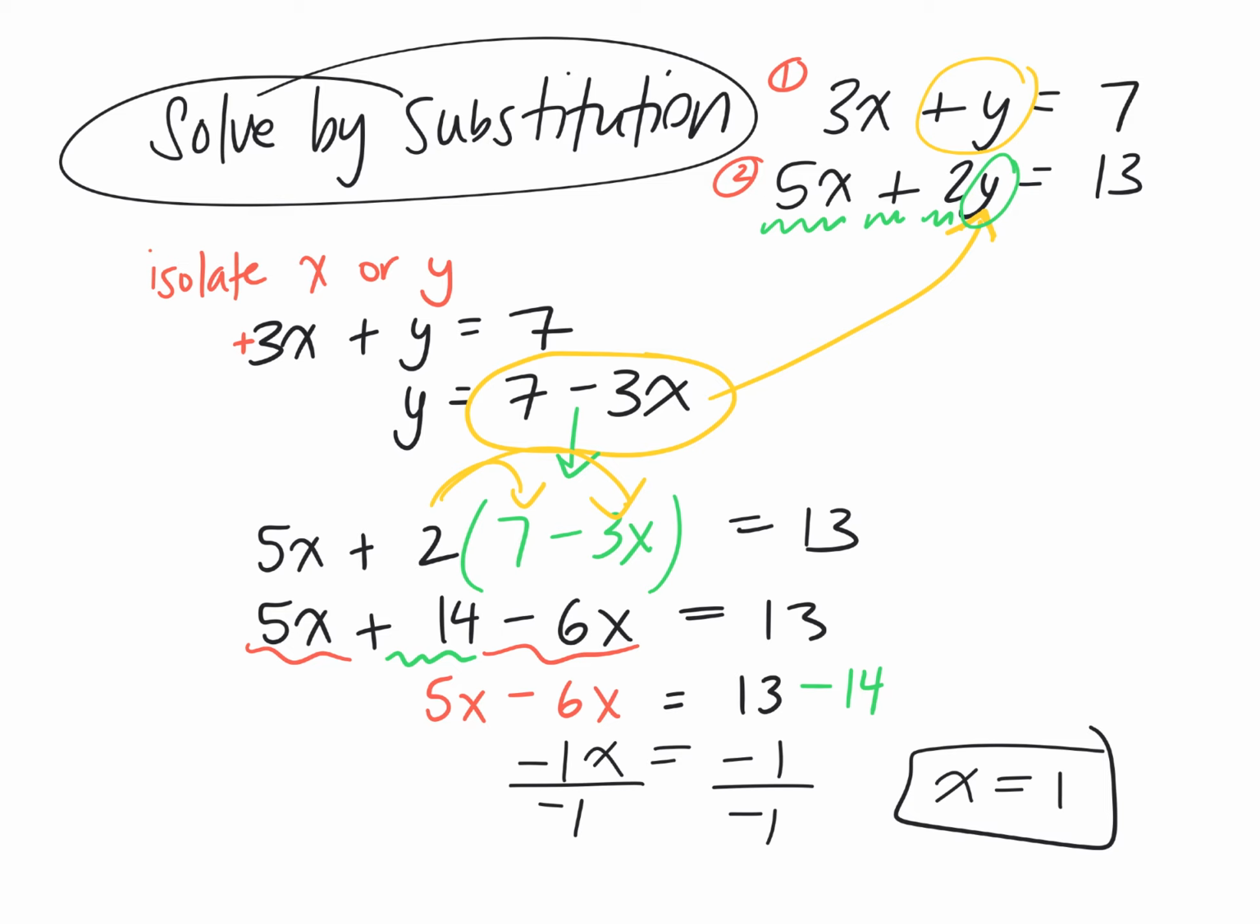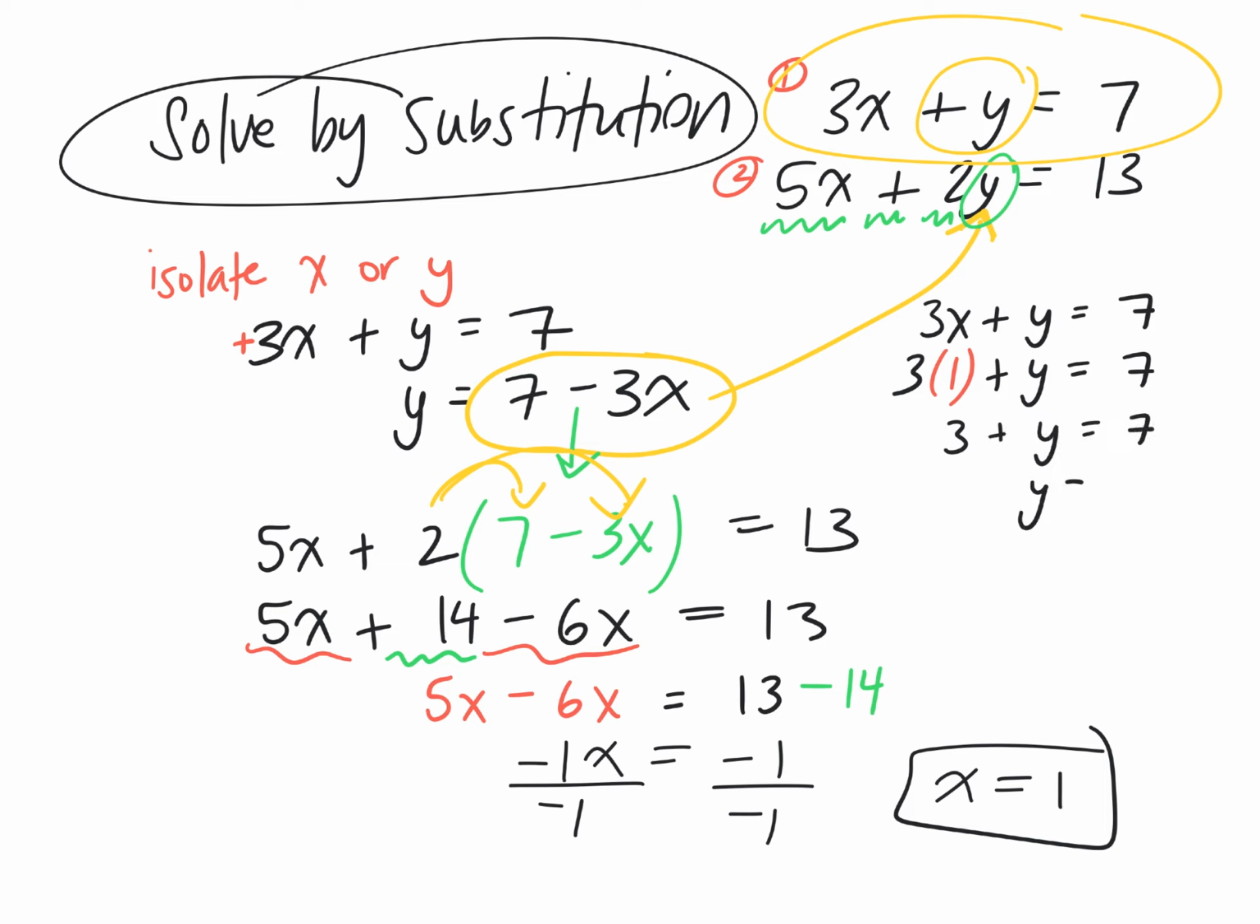Pick an equation, plug it in, and solve for y. I'm going to pick this equation. 3x plus y equals 7. Well, if x is 1, 3 times 1 plus y equals 7. 3 plus y equals 7. Y equals 7 minus 3. Y equals 4. Therefore, the point of intersection is 1, 4.